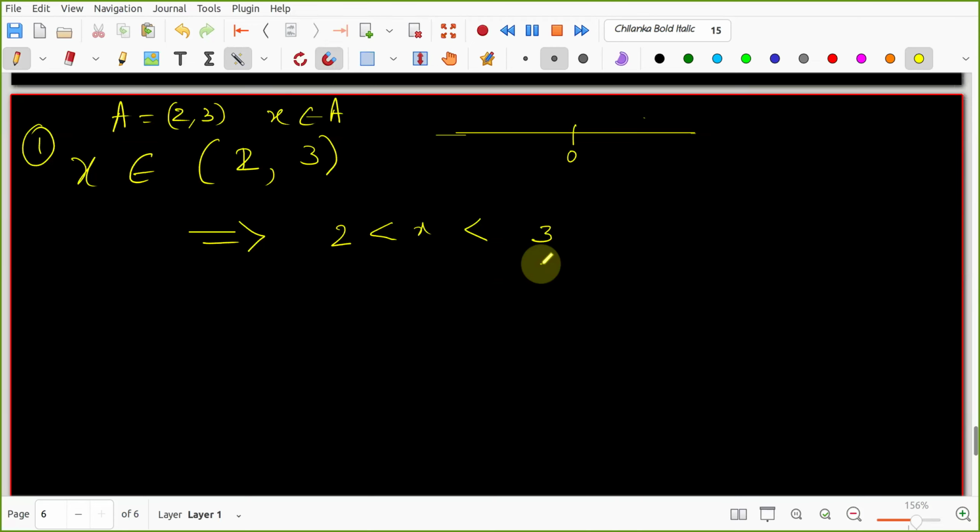Is it okay? Is it a single statement or 2 statements? Sir, 2 statements. So 2 is less than X and X is less than 3. Wonderful. It is 2 statements. Why did you say and here? Sir, because X is greater than 2 and it is also less than 3. So we have to take both. It has to satisfy both conditions to be in (2, 3), right? Yes, correct. So it is a compound statement.